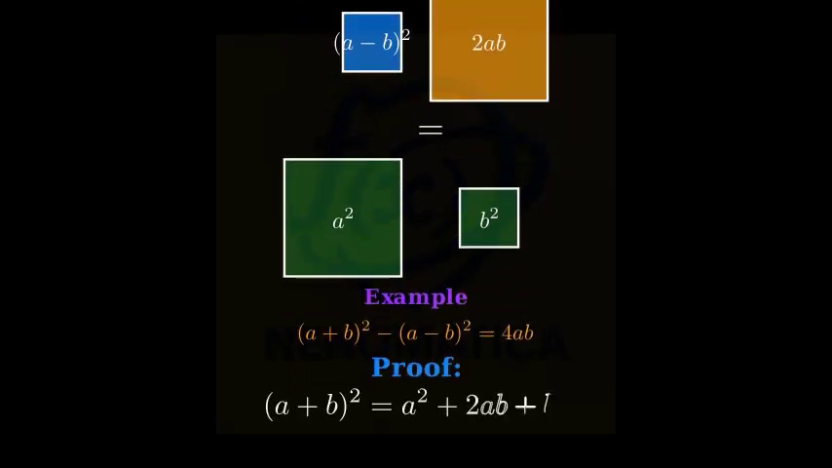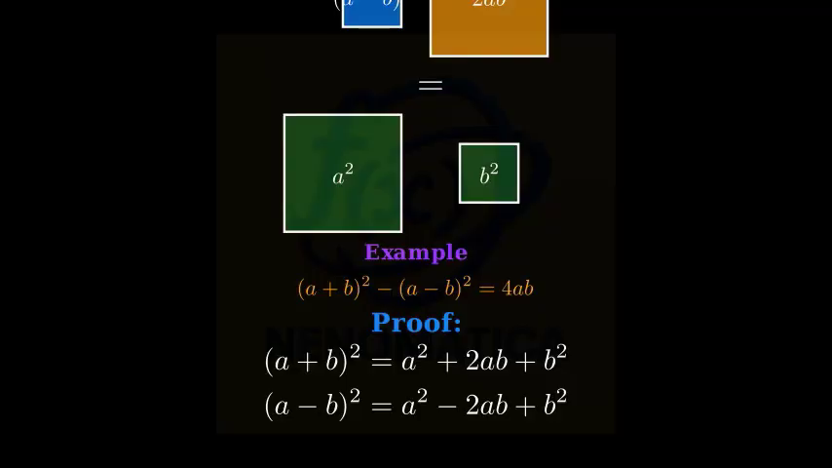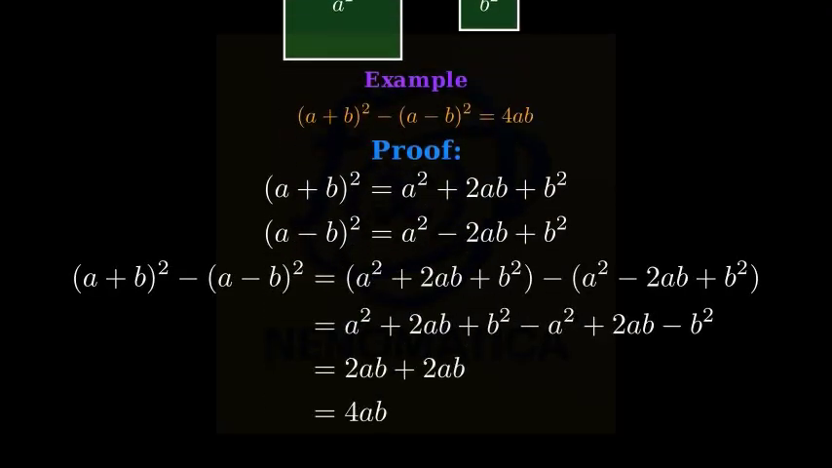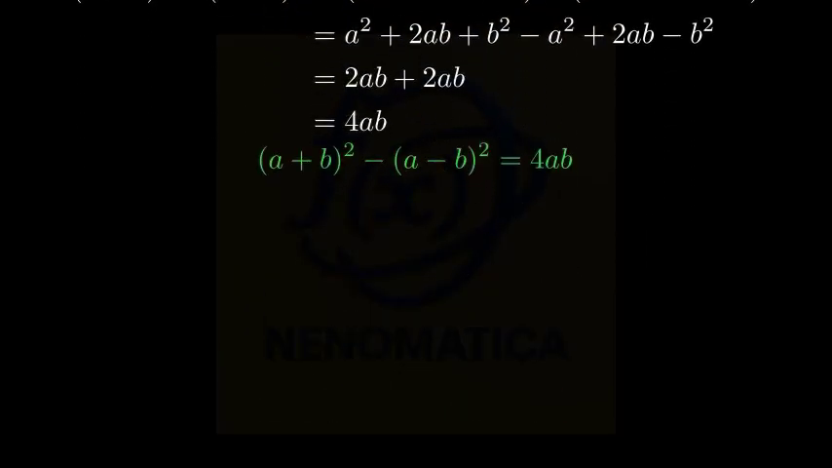First, a plus b squared equals a squared plus 2ab plus b squared, and a minus b squared equals a squared minus 2ab plus b squared. Now, when we subtract the second expansion from the first, the a squared and b squared terms cancel out, leaving us with 2ab minus negative 2ab, which equals 4ab. So we have a plus b squared minus a minus b squared equals 4ab.